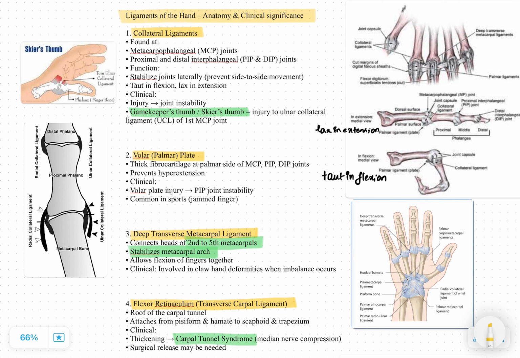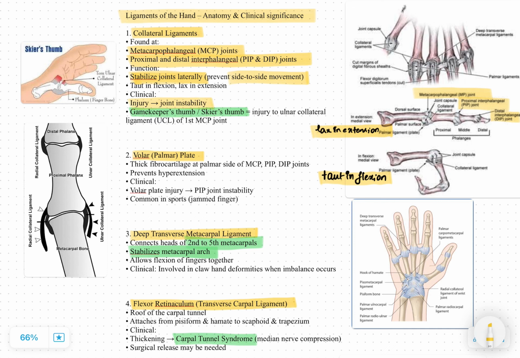First is collateral ligaments. These are generally found at the metacarpophalangeal joints and also in the proximal and distal interphalangeal joints. As you can see here, it is seen in the metacarpophalangeal joints and also proximal and distal interphalangeal joints. These function as stabilizing the joints laterally. They prevent side to side movement, and these are taut in flexion and lax in extension. Whenever there is an injury, they cause joint instability.